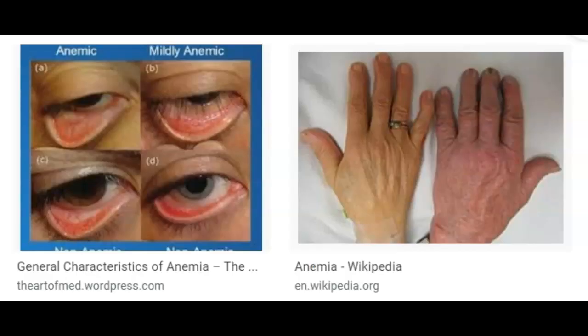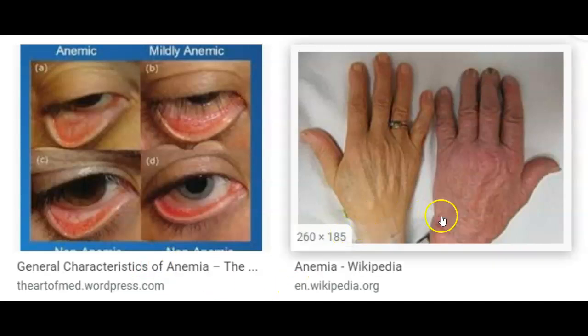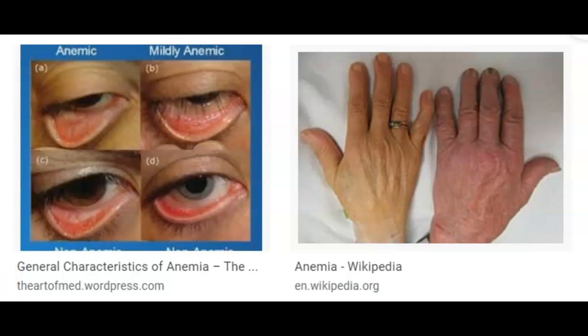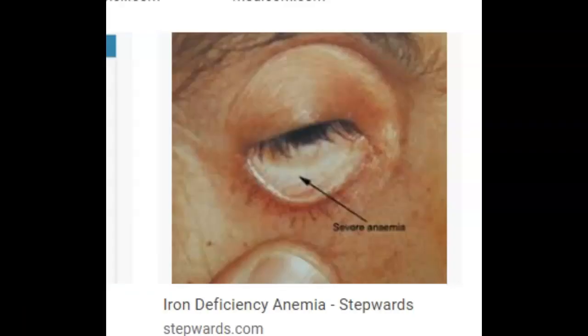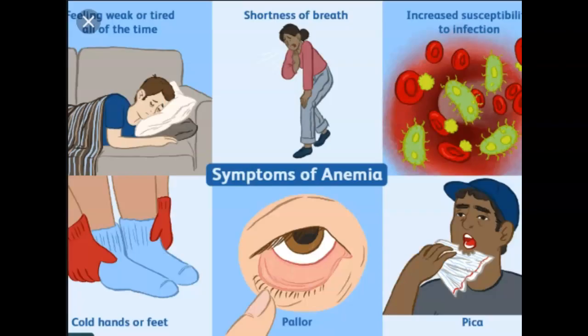I wanted to show you some pictures of patients who are anemic or mildly anemic. And you can see the comparison. I have one more also. This patient has severe anemia. Look at that conjunctiva. Here's one more picture of symptoms of anemia to help you remember. Patients are feeling weak or tired all of the time.